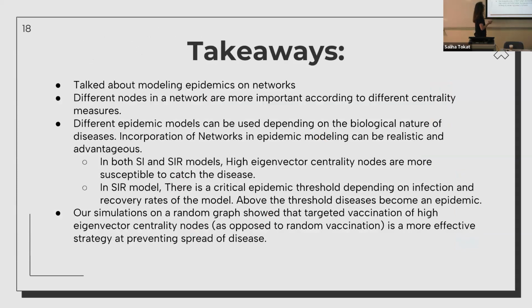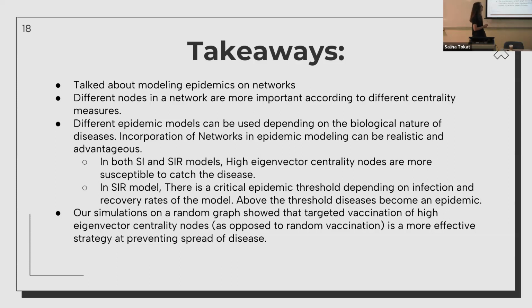I want to briefly summarize my presentation. We talked about epidemics on networks and how we can model them. We see that different vertices, different nodes, have different centrality measures, and these centrality measures can make some nodes more important than others, and this changes as we change the centrality measure.